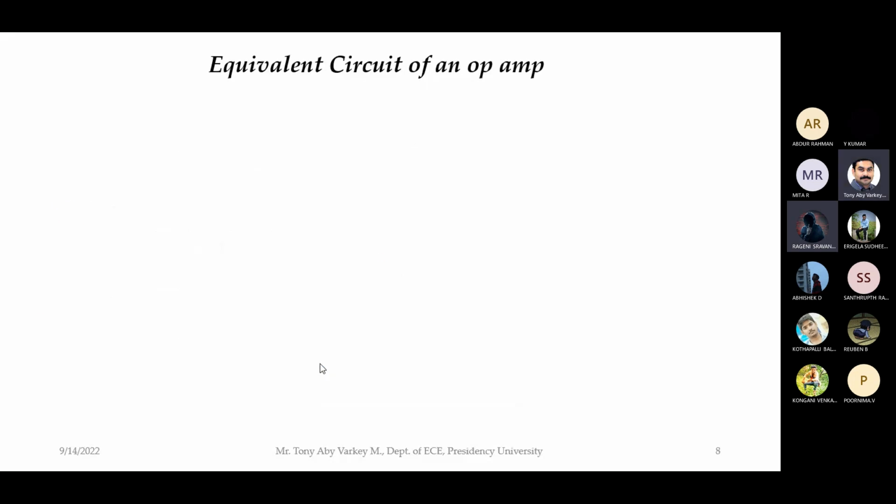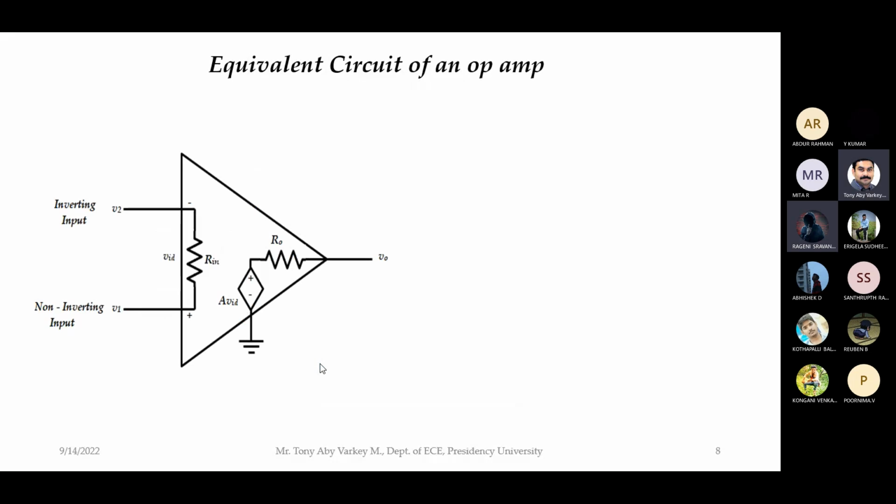Now this is the equivalent electrical circuit of an op-amp. These are the inverting input terminal and non-inverting input terminal. In between them you have the input resistance. For an ideal op-amp, what should R in be? Do you remember? Input resistance of an ideal op-amp should be what?